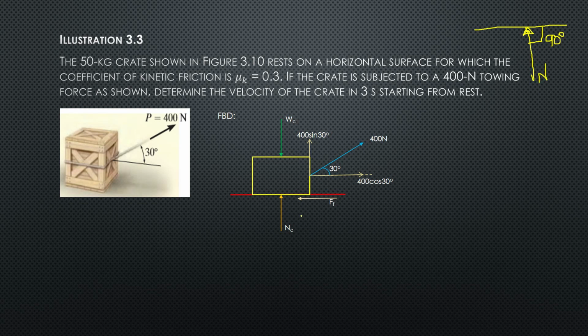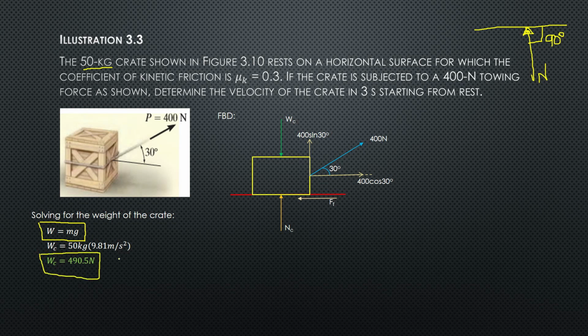Now, solving for the weight of the crate. The formula for weight is mass multiplied by acceleration due to gravity, so weight is equivalent to mg. The mass of the crate is given as 50 kilograms, and acceleration due to gravity is a constant 9.81 meters per second squared. So you'll have the weight of the crate as 490.5 newtons. You can always solve for weight using this formula provided the mass is given and acceleration due to gravity is constant.